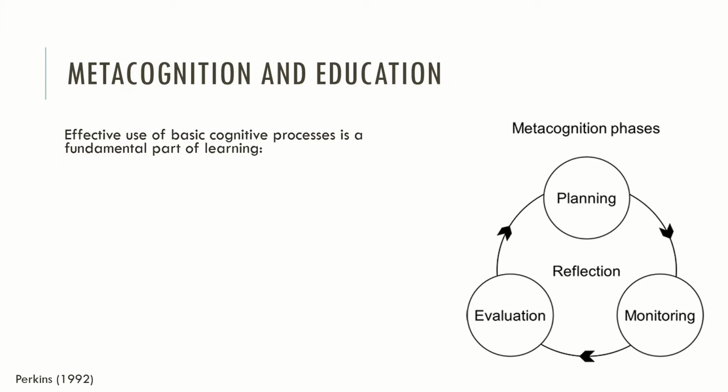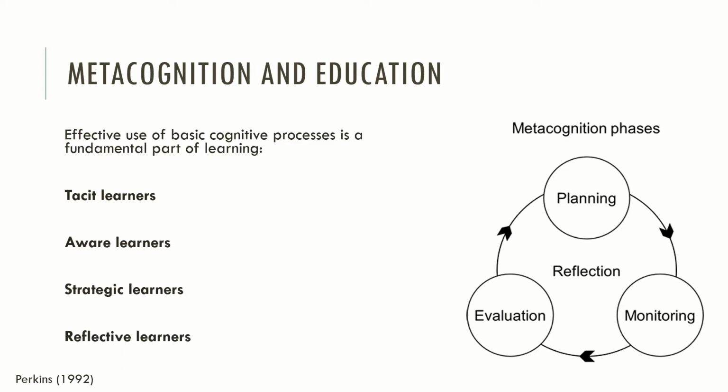So, Perkins defined that children may have different learning styles. The first one is tacit learners. The second is aware learners. The third is strategic learners. The fourth is reflective learners. I think these four styles are very self-explanatory.